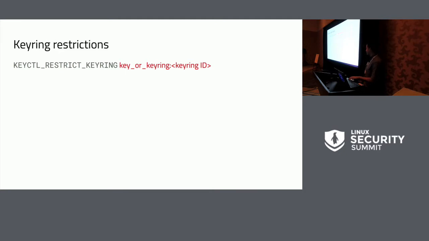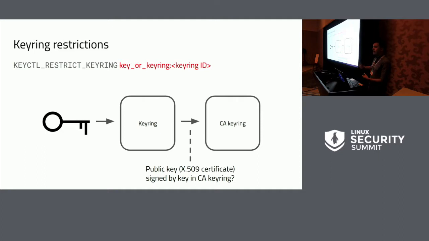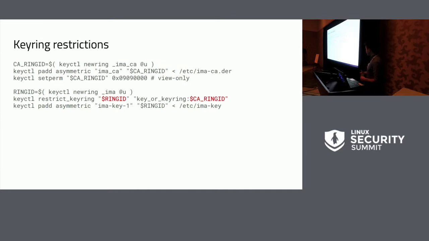Keyring restrictions work by you have a keyring, but then you have another keyring that restricts the keyring. This one is going to be the CA keyring. When you try to add something to the actual keyring, you can create a restriction to say, is this certificate signed by another keyring? And that allows us to do online updates of the keyrings that IMA and EVM use without requiring a reboot. And this is how you would set it up.